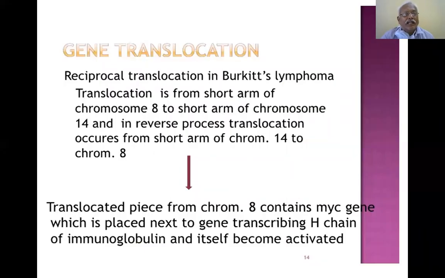Next is gene translocation, reciprocal translocation in Burkitt's lymphoma. Translocation occurs from the short arm of chromosome 8 to the short arm of chromosome 14, and in the reverse process, from chromosome 14 to chromosome 8. This is known as reciprocal translocation that leads to Burkitt's lymphoma. The translocated piece from chromosome 8 contains the Myc gene, which is placed next to the gene transcribing the heavy chain of immunoglobulins. So that becomes activated.